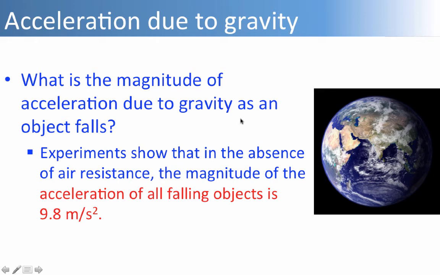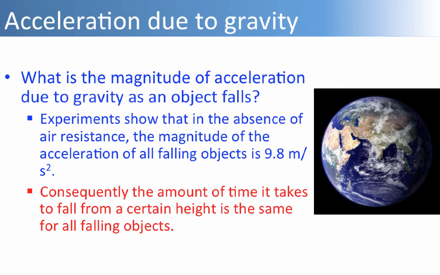Coming back to our acceleration due to gravity for something falling, we have measured that in the absence of air resistance, the magnitude of the acceleration of all falling objects is 9.8 meters per second squared to two significant figures, 9.81 to three significant figures. Those are useful to memorize, but you can always look them up. And this means that the amount of time it takes to fall from a certain height is going to be the same for all falling objects in the absence of air resistance.